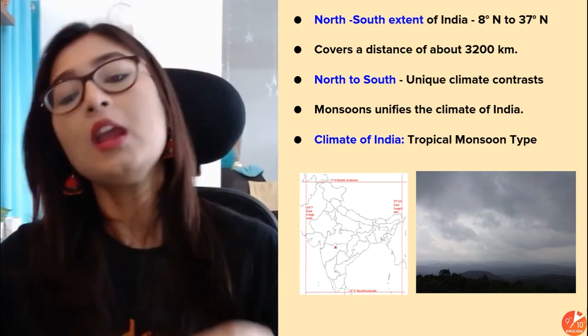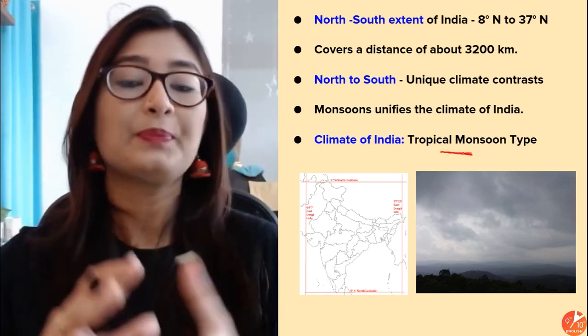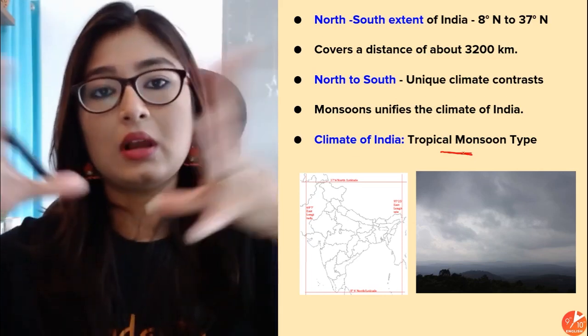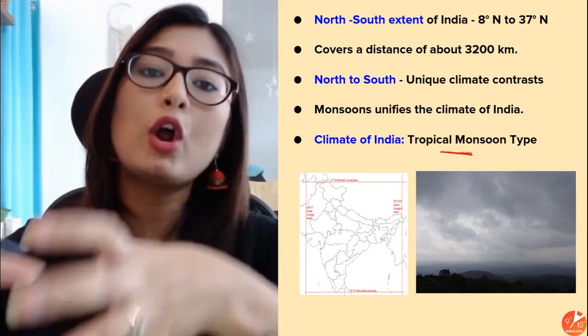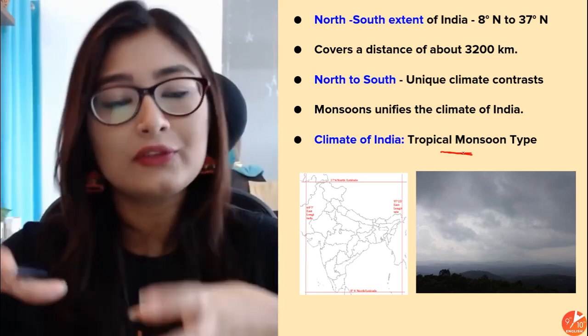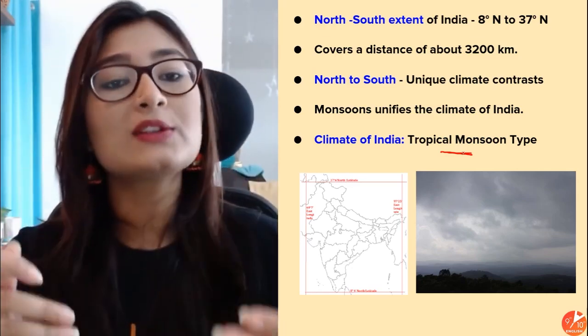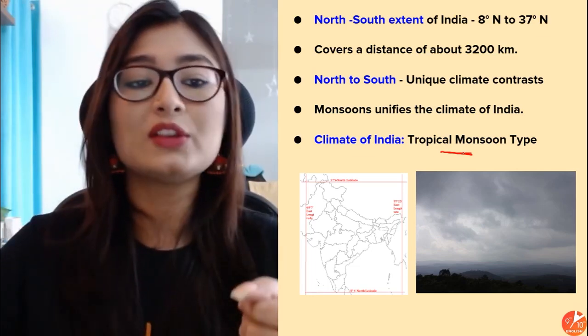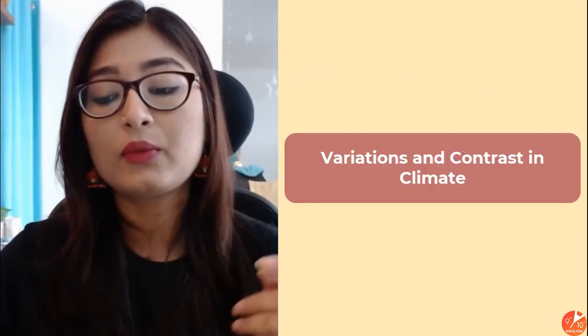Now, as I told you, the climate of India is tropical monsoon type. Guys, in general, if I take it broadly, it is the tropical monsoon type. However, there is a lot of diversity. Not every part of the country, as I told you, receives an equal amount of monsoon. So based on that, we also have something called subtypes of monsoon climate. Now let's talk about the variation and contrast in the climate throughout the country.